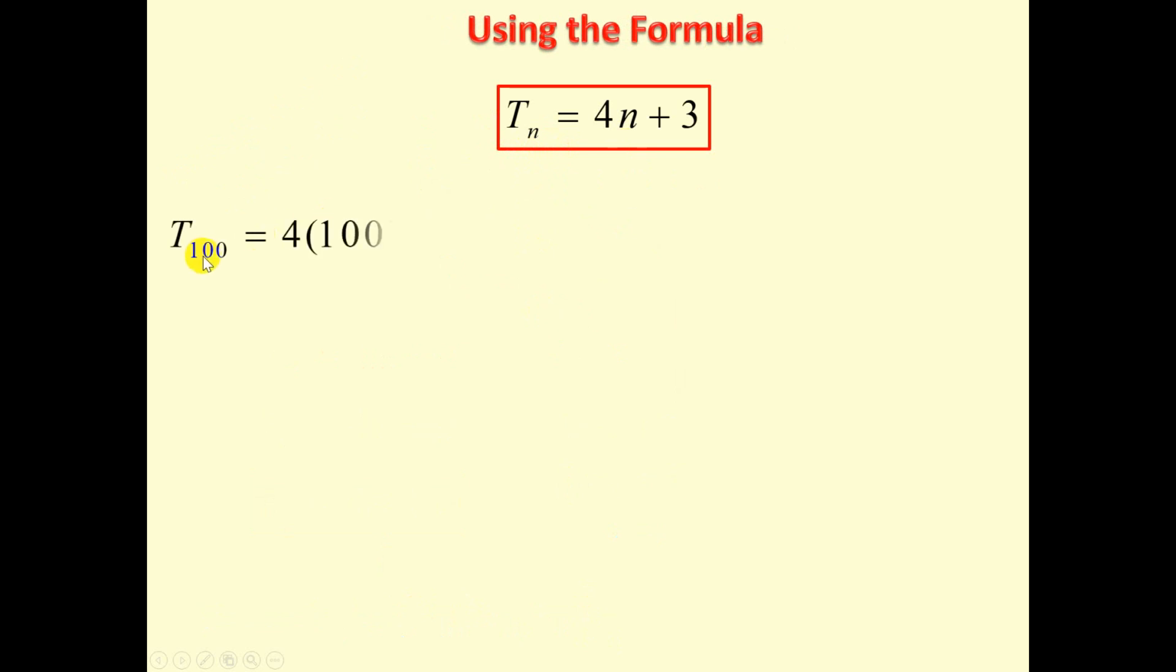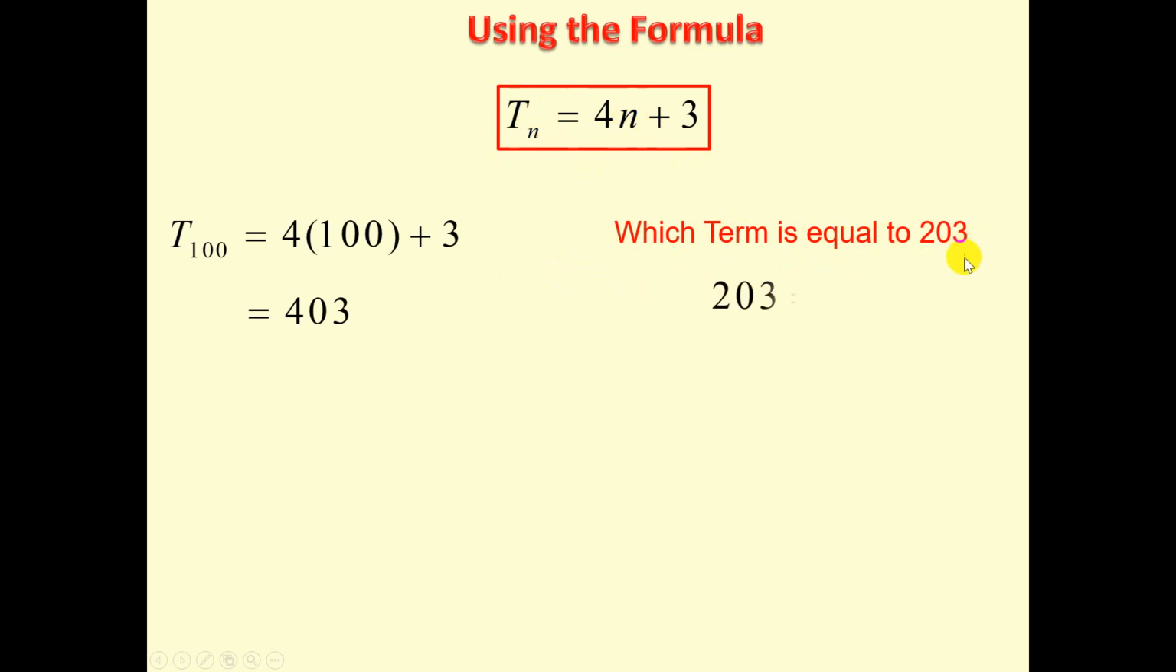Example, term 100. We will substitute 100 for n. We'll get 4 times 100 plus 3. And that gives us 403. Another question, which term is equal to 203? Remember, in this one, we want to find out the value of n. We know that Tn is 203.